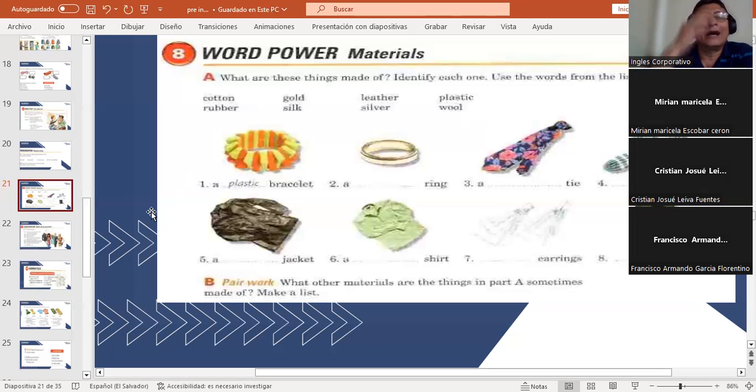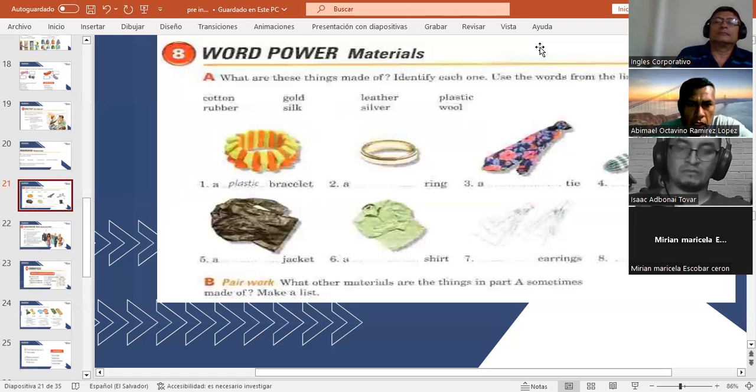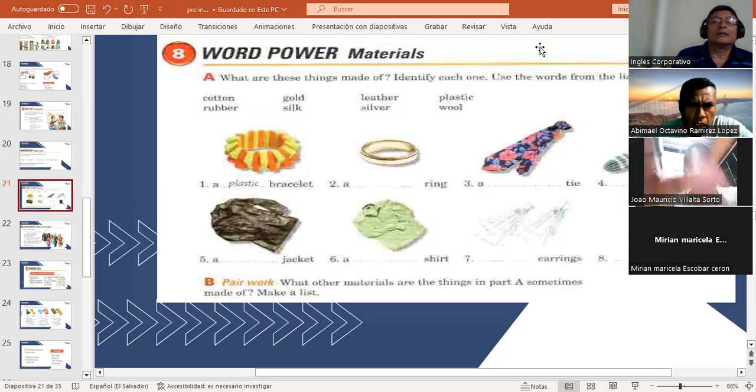What are you going to do? You're going to identify the things. Like, this is a plastic bracelet. Yeah? This is a what? Gold. No. Gold. In English, a gold ring. A gold ring. Okay, continue, please. Write it. A silk tie. Perfect. Wool socks. Wool socks.